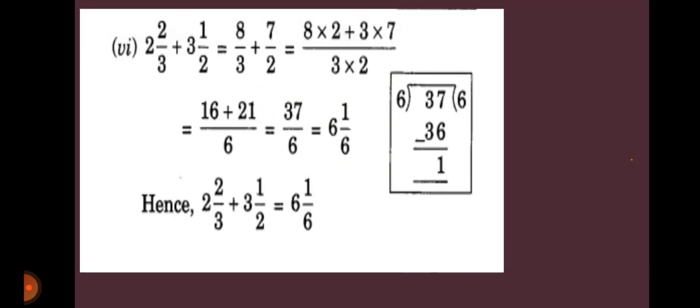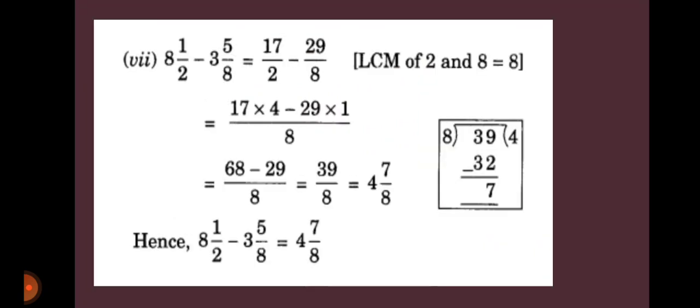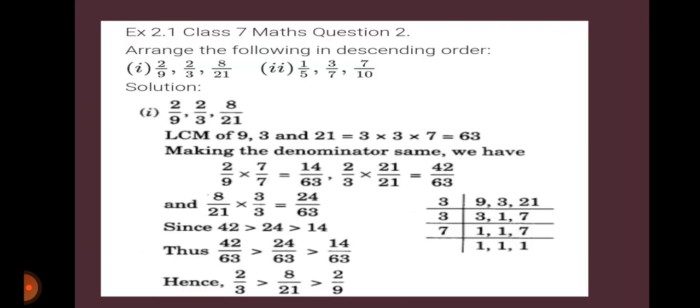Hope this question is clear. Next, it is the same: first you convert into unlike fractions, then you convert into like fractions, take the LCM, and solve, and then you convert into mixed fractions.